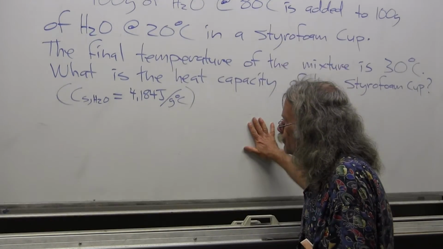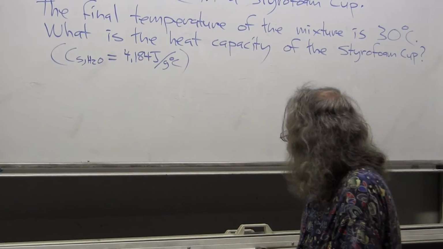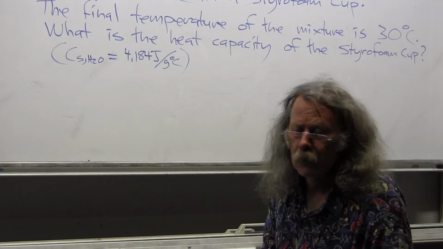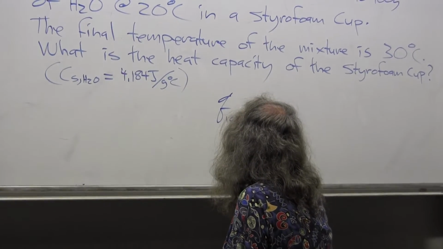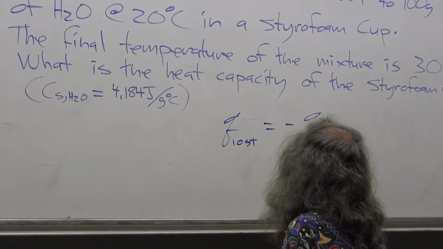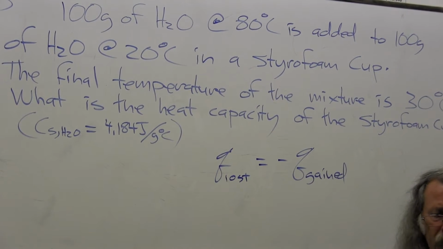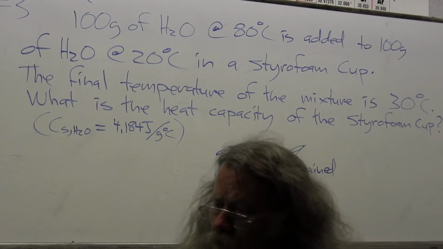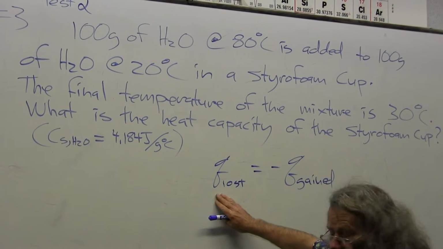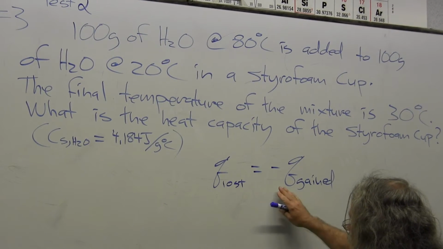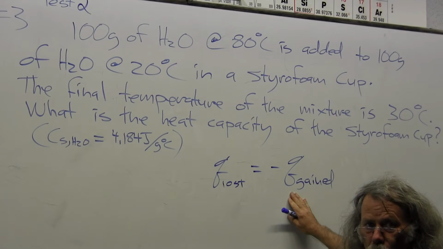And so this problem is just a straightforward application of the zeroth law. And so we start with that. Q lost equals minus Q gained. We don't want to offend the energy rights activists. No energy can be created or destroyed in any process. And so the heat that is lost by the hot body is equal in magnitude but opposite in sign from the heat gained by the cold body.